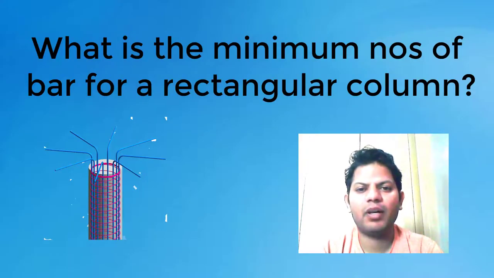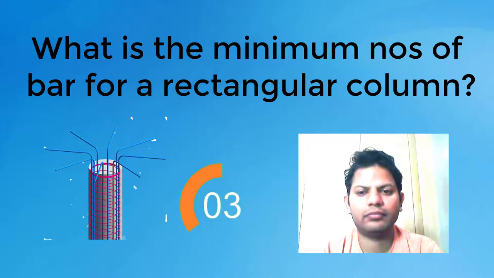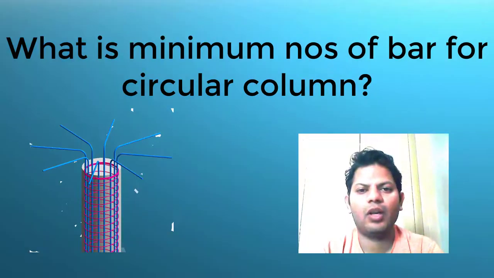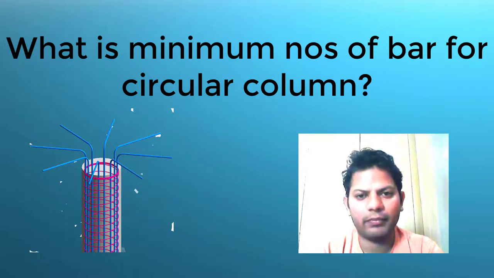What is the minimum number of bar for a rectangular column? Minimum main reinforcement bar in a rectangular column is 4. What is the minimum number of bar for a circular column?